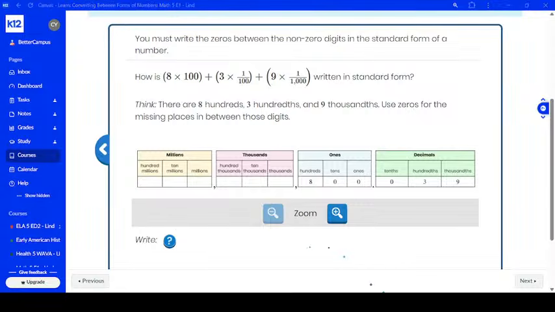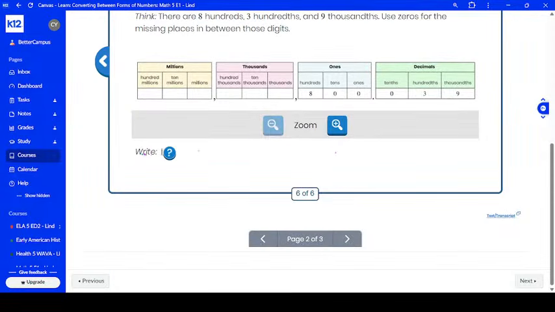You have 5 seconds to guess. 5, 4, 3, 2, and 1. The answer is... just kidding. The answer is 839 hundredths. Thousandths, I mean.